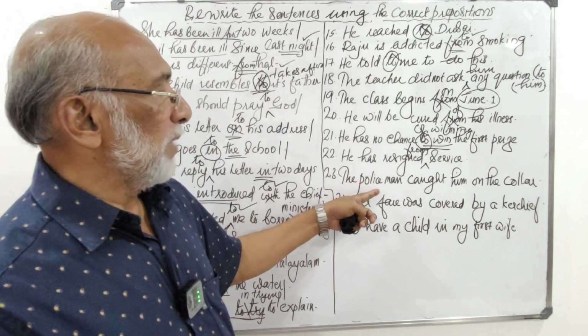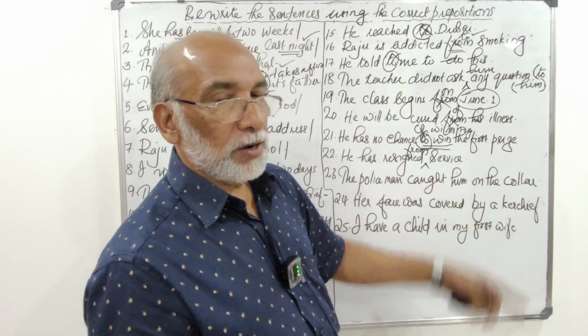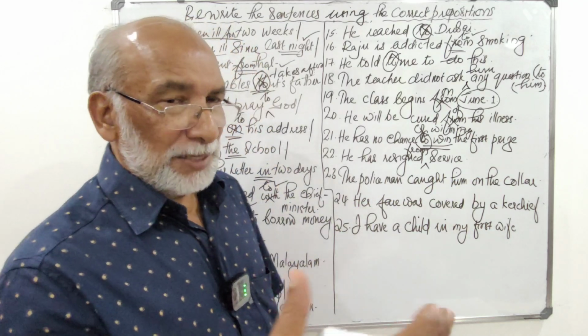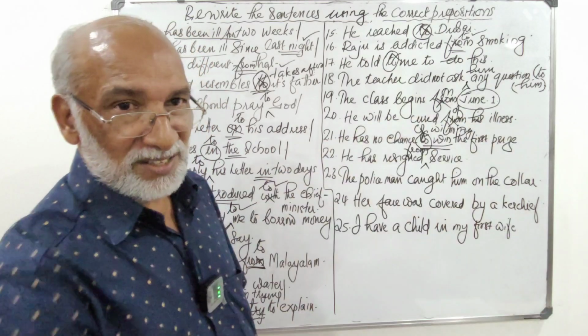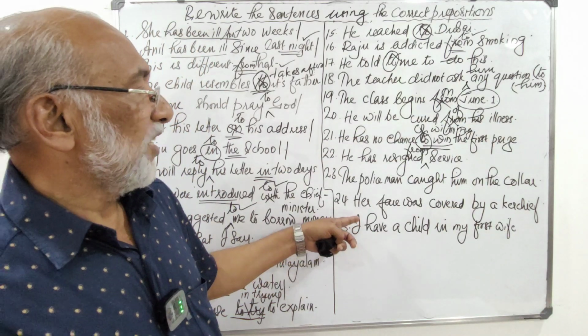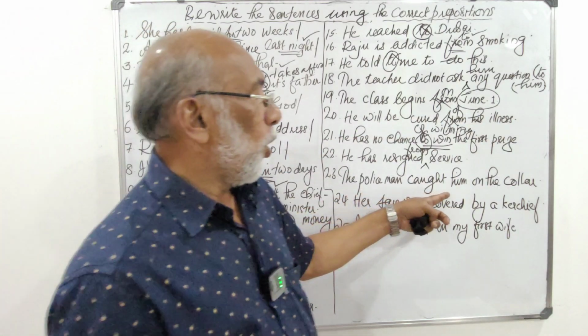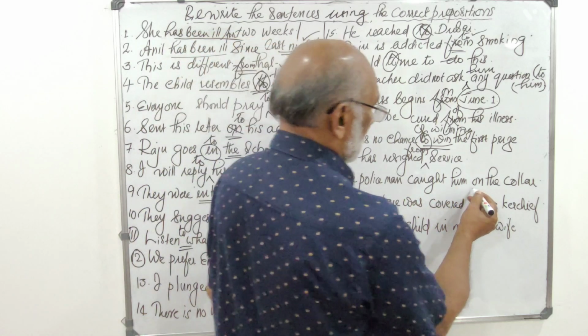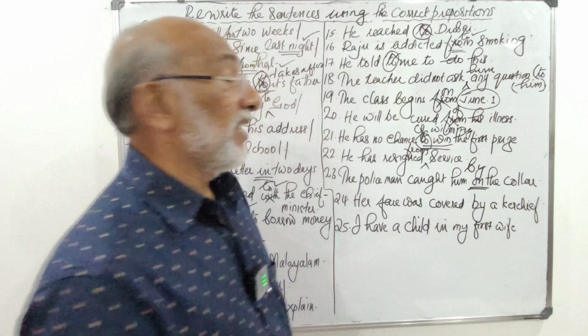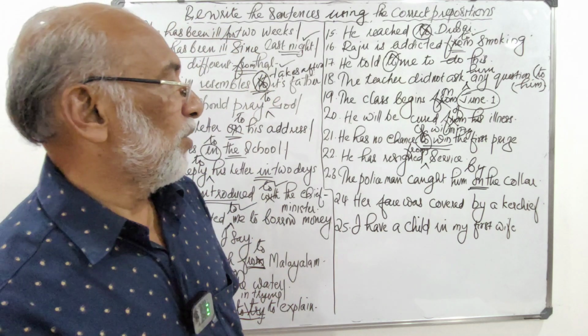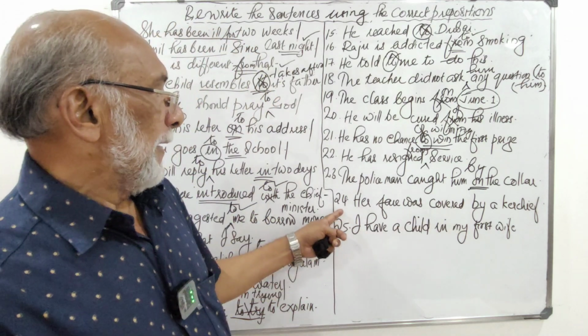23rd. The policeman caught him on the collar. That means he was taken under custody. Okay. In that case, it should be the policeman caught him on the collar. That is a wrong expression. It should be caught him by the collar. Okay, not on the collar.